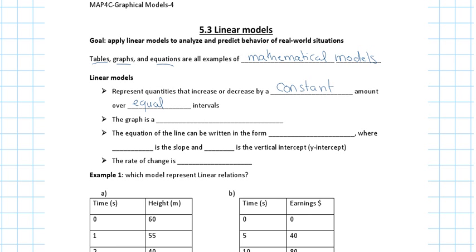How would the graph look like for a linear model? Straight line, right? It's a linear model, so it's going to be a straight line. And then the equation of the line can be written in the form of, what's the form of the equation of the line? y equals mx plus b, right? Where on the x you have a degree 1. Which letter is the slope? m is the slope, and then which one is the y-intercept? b.